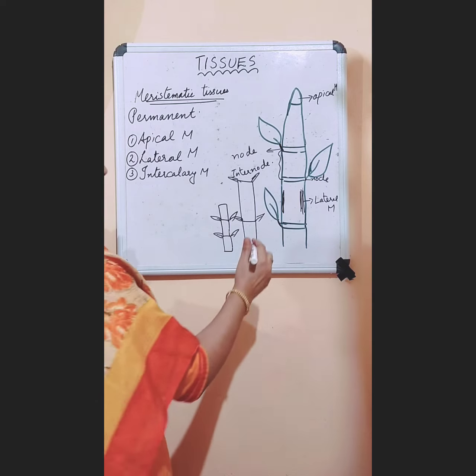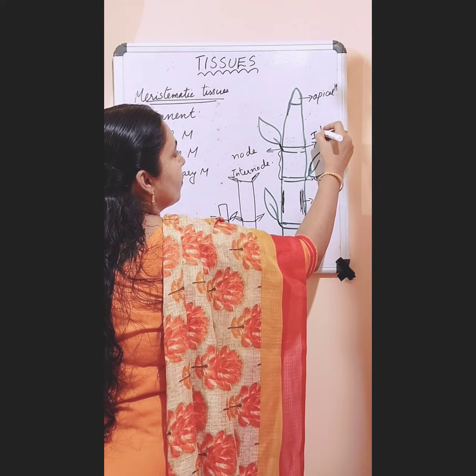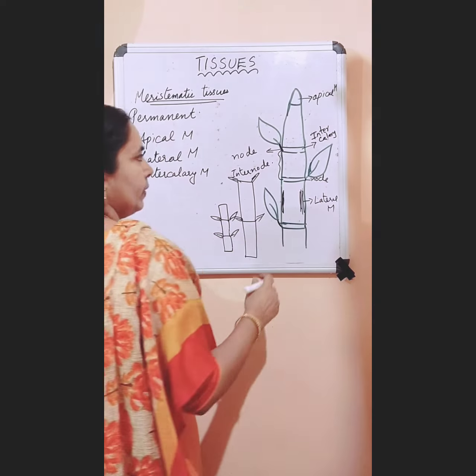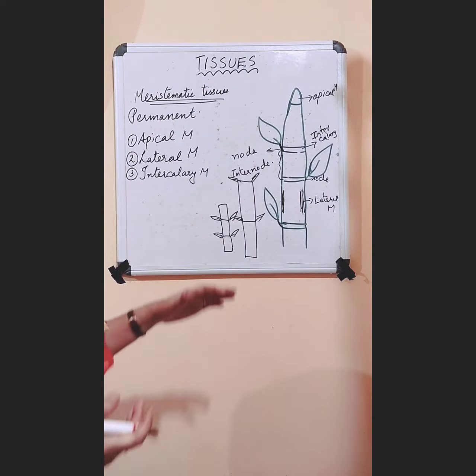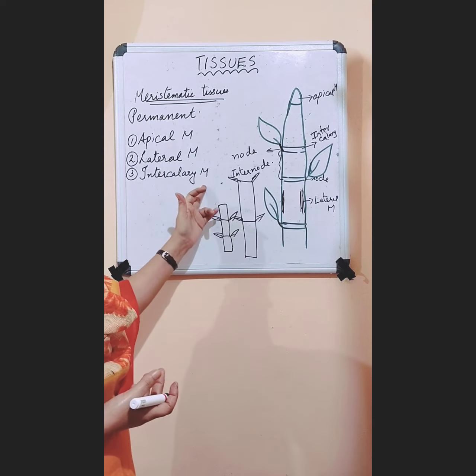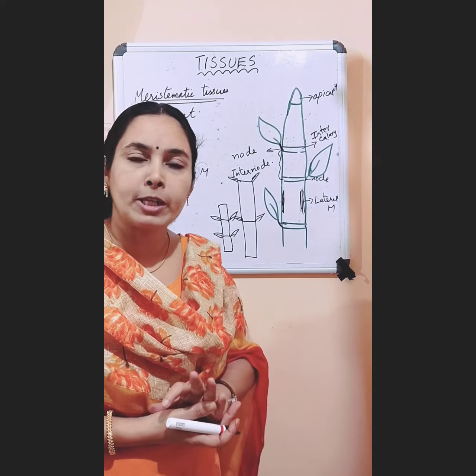That is due to the presence of which meristem? It is due to the presence of intercalary meristem. Okay. So three types are apical meristem, lateral meristem and intercalary meristem. Apical meristem is present at the tip of stem and root.